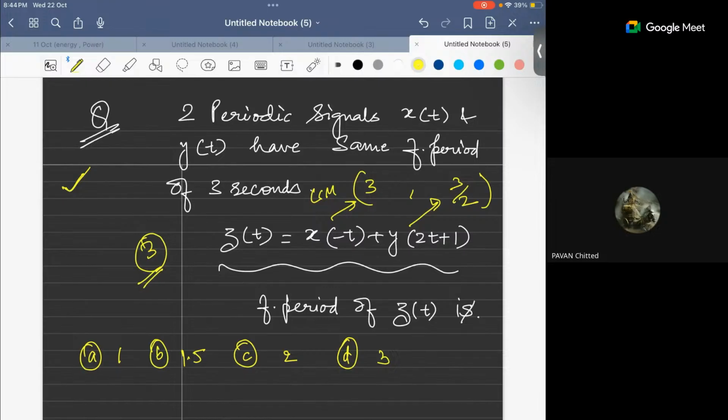Okay. So here the time period will be 3 only, right, for x of minus t? Because the time period for this x(t) is 3 seconds. For a signal y of 2t plus 1, y(t) also has a time period of 3, but you are scaling by 2, so the time period gets divided by 2. So for y of 2t plus 1 it will be 3 upon 2. Now you just have to take the LCM of these 2, and you'll be left with 3. Got it, right? Thanks.